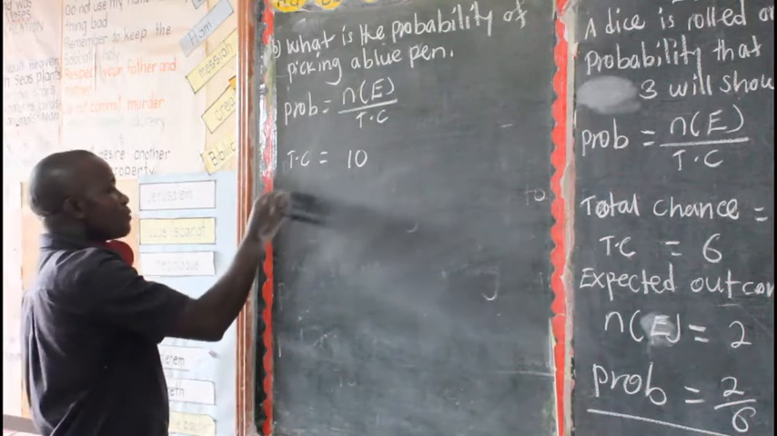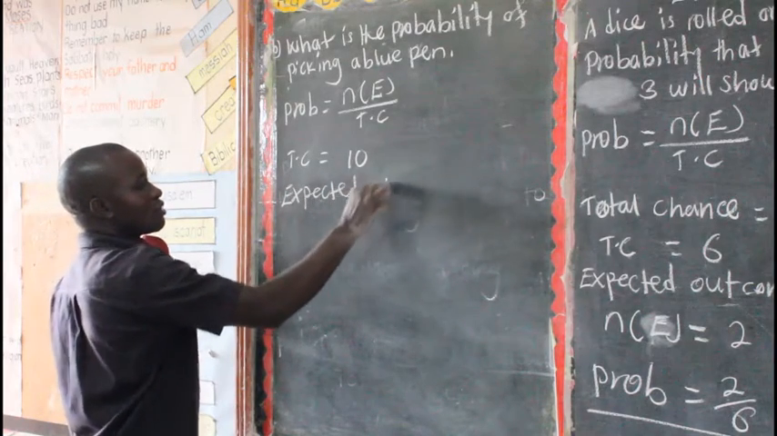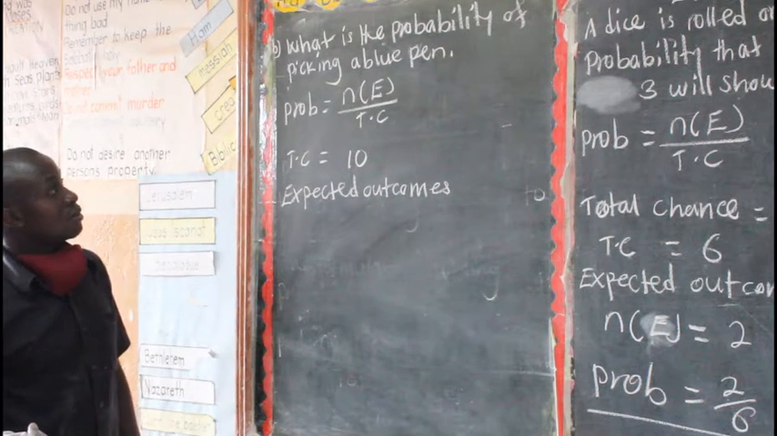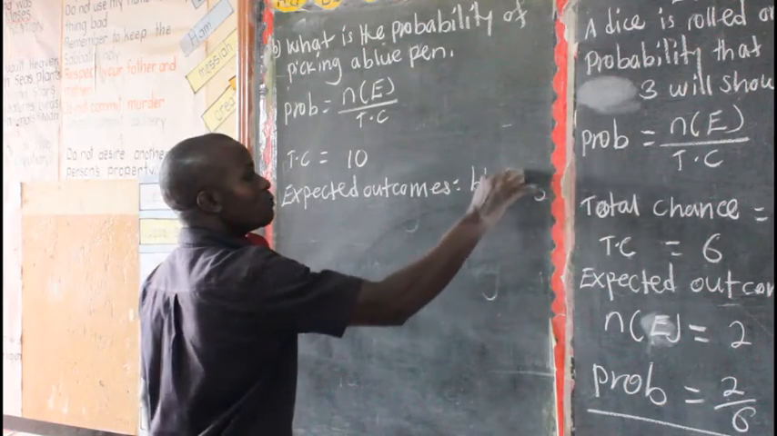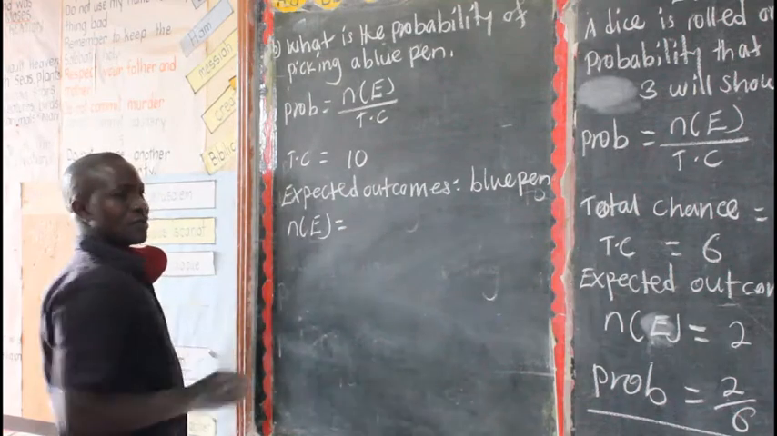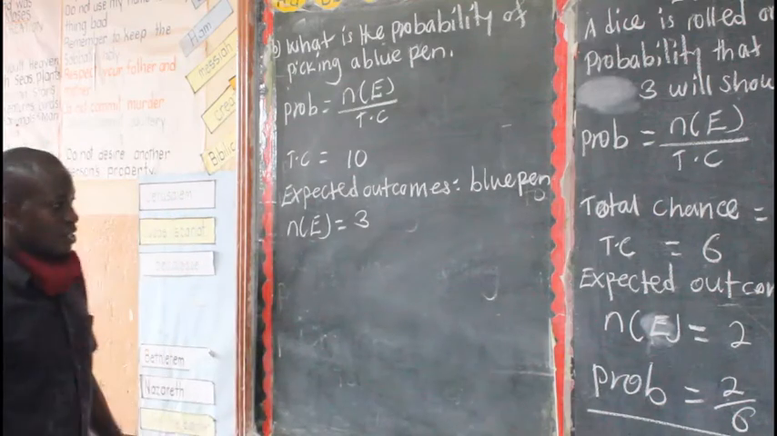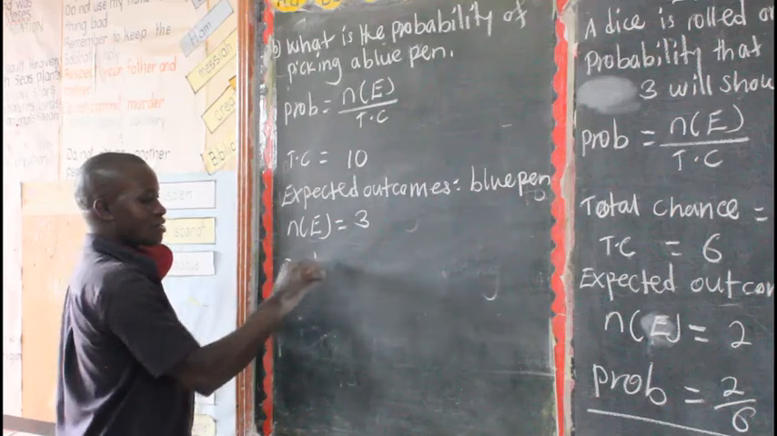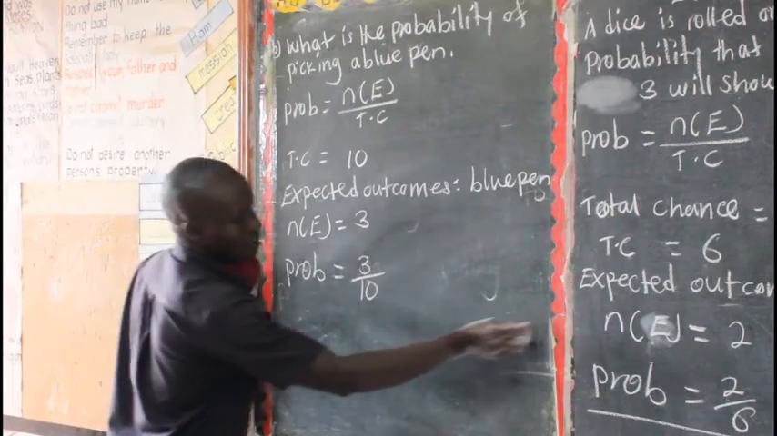Then, expected outcomes. They're asking us to pick a blue pen. So here we talk of blue pens. And how many blue pens are there? They have told us that there are 3 blue pens. So the number of expected is 3. Then the probability is equal to 3 out of total chances, which is 10.